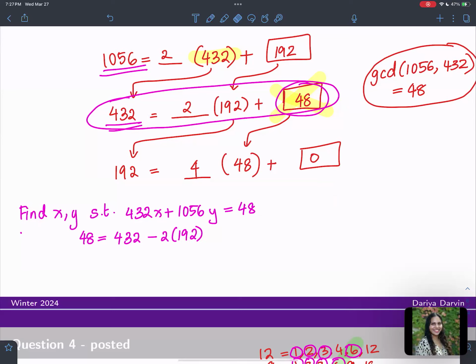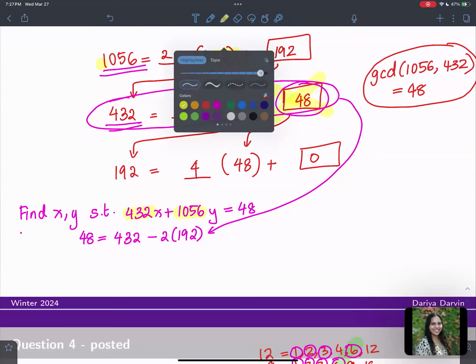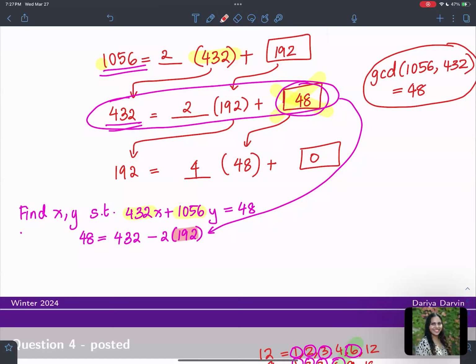Start at the line where you got 48 from and rewrite what 48 is. Now if you notice again, I want 1056 and 432. Those are the numbers I want. I don't want 192 and all that. So I need to get rid of 192 here. 432 is here, I don't get rid of that. So you're just going back.